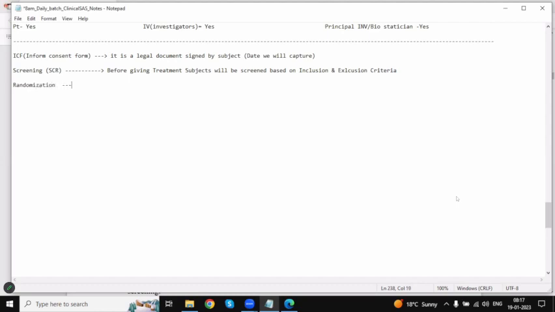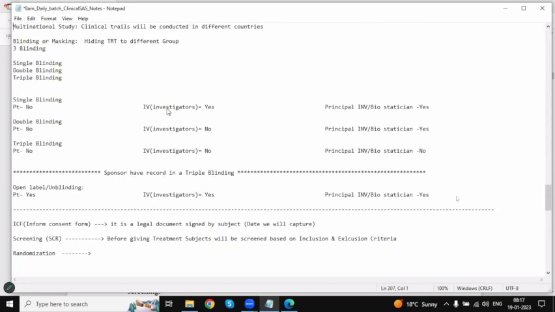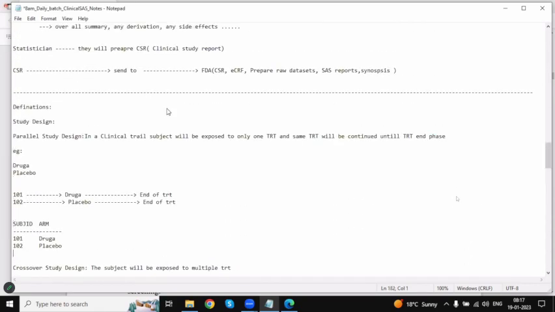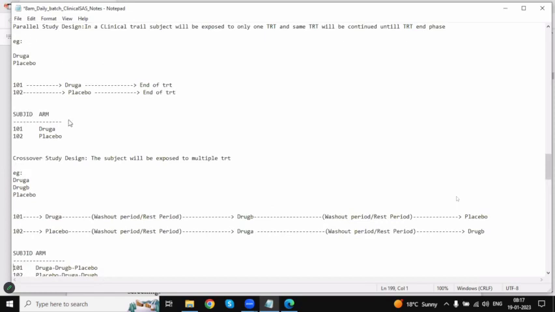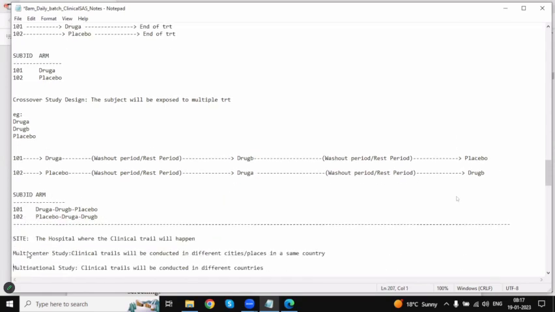What will we do in the randomization stage? Generally, the biostatistician will do this randomization. Randomization is nothing but allocating the treatment: which subject has to take which treatment. For example, in this study, let us assume a parallel study. Who asked the 101 subject to take drug A? Who told the 102 subject to take the placebo? Investigators. Even the investigator also knows.